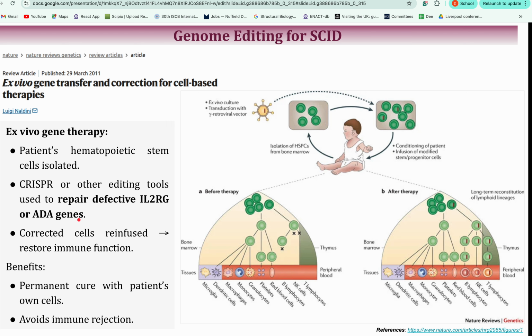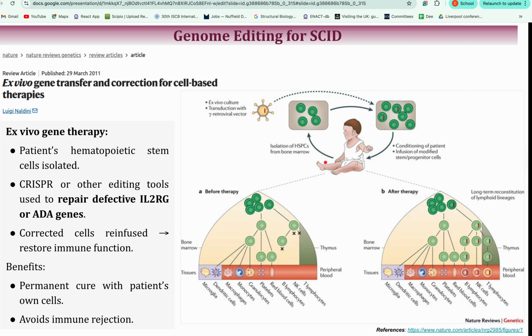And we have already discussed in previous sessions how CRISPR and ZFNs and all those nucleases work. They will repair these defective genes. We will use homology-directed repair in the end. After the double strand break takes place, we provide donor DNA which contains a corrected copy of these genes. In this way, CRISPR will be able to cure this defect. Corrected cells will be reinfused and the immune function will be restored. The benefit is that it is a permanent cure with the patient's own cells and it avoids immune rejection. So this type of method is ex vivo gene transfer.